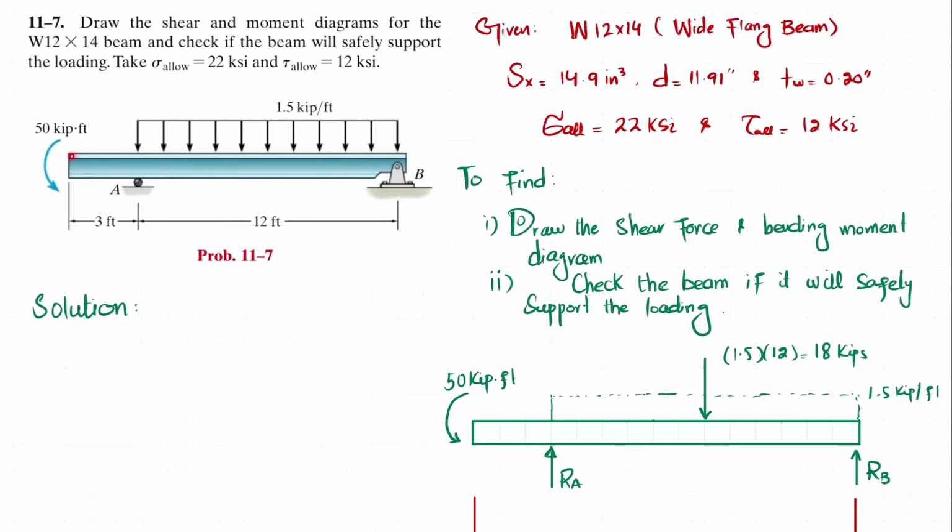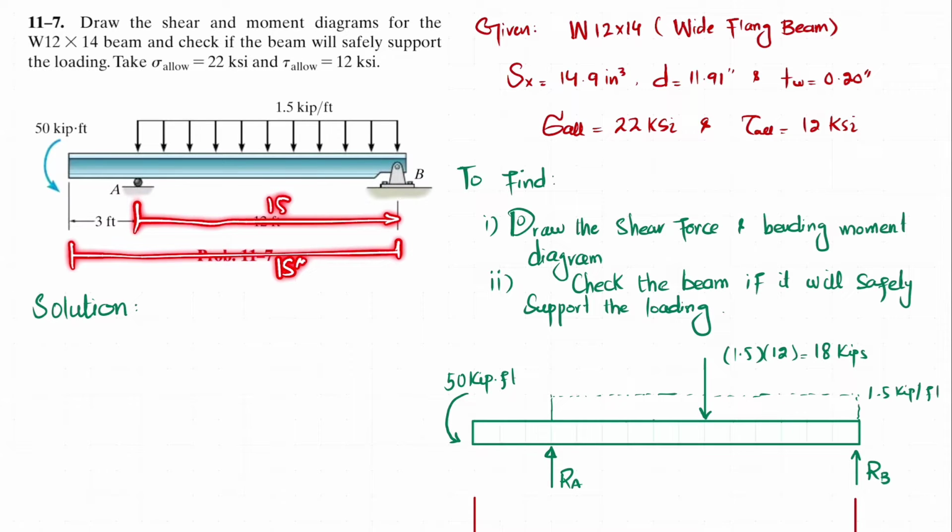So you can see this is the beam. At this point there is a moment of 50 kip-feet. From point A to B, there is a uniformly distributed load of 1.5 kips per foot. The A to B distance is 12 feet, while the overall length of the beam is 15 feet.